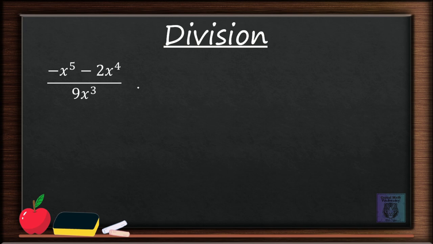Okay, now we're getting divisions with adding and subtracting. Basically what they tell us here is that you have the minus x to the power of 5 over 9x3 minus 2x to the power of 4 over 9x to the power of 3. So basically what we did is we split the bracket to make it a bit easier.